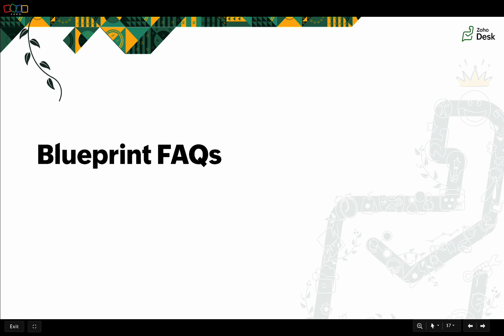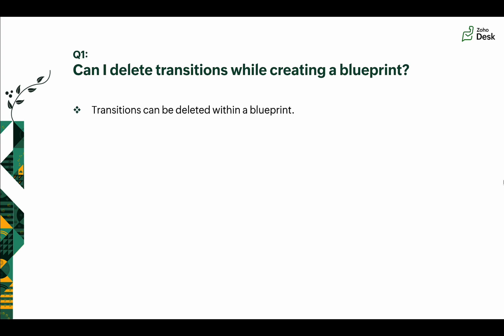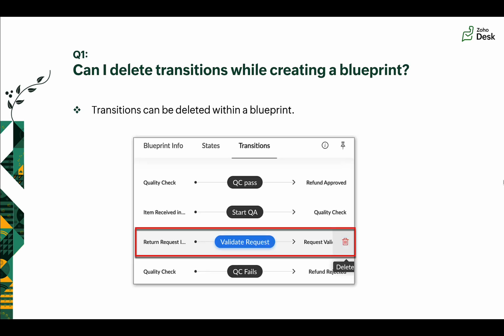Now let's look at some of the commonly asked FAQs related to blueprint. So the first question is, can I delete transitions while creating a blueprint? Yes, transitions can be deleted within a blueprint. In the image, you can see a specific transition named validate request highlighted with a red box. This transition can be removed by clicking the delete icon next to it. Deleting transitions allows you to refine your blueprint process by removing unnecessary or outdated steps.